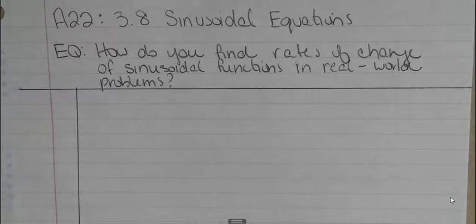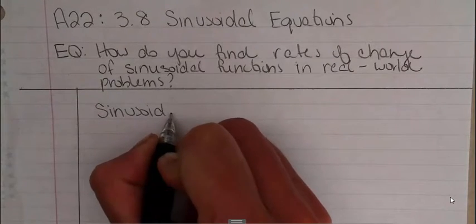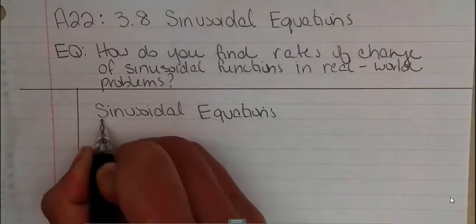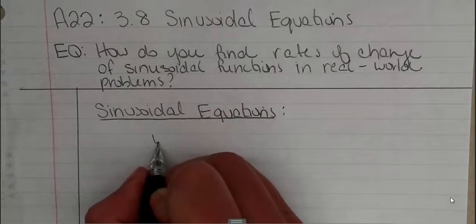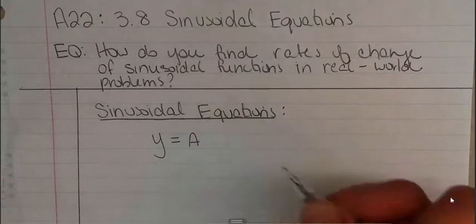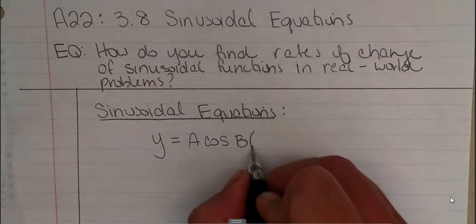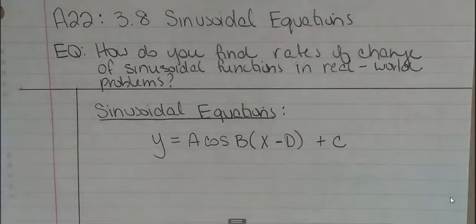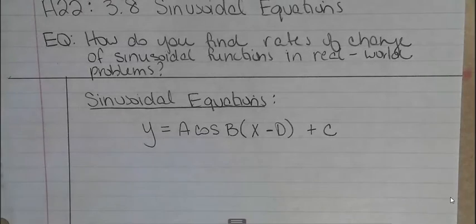All right, so let's review sinusoidal equations. This we did in pre-calculus, where you basically had an equation that took the form of y, or f of x, equals some a times cosine of b times x minus d, plus c. So hopefully this is looking familiar to you. And we'll just recall several of these parts.